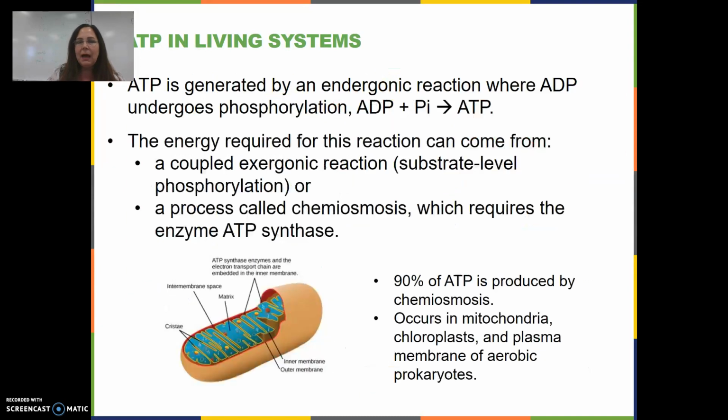Okay, now the opposite of that is what happens to form ATP. Your ADP, which has 2 phosphate groups, adds another phosphate group to become ATP. This can happen in 2 different ways. It can happen through substrate level phosphorylation. Phosphorylation simply means to add a phosphate group. Or it can happen by oxidative phosphorylation.